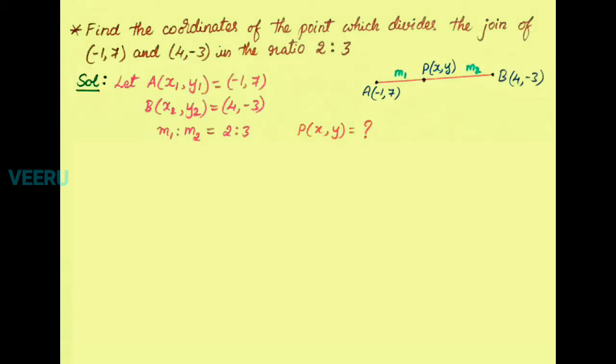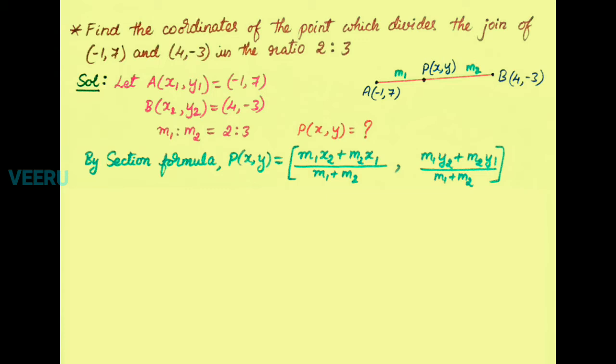Let A (x1, y1) is equal to (minus 1, 7). B (x2, y2) is equal to (4, minus 3), and they have given the ratio, so m1 is to m2 is equal to 2 is to 3, and we have to find out the coordinates of the point P. Therefore, P (x, y) is equal to question mark. By section formula, P (x, y) is equal to (m1 x2 plus m2 x1) by (m1 plus m2), (m1 y2 plus m2 y1) by (m1 plus m2).